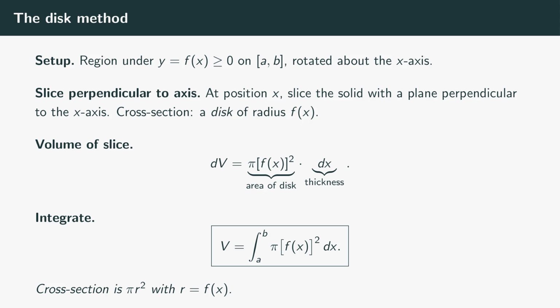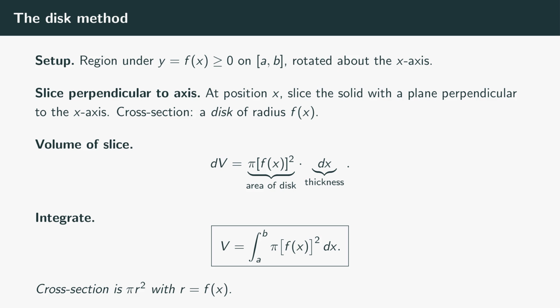The disk method, formally. We have a region under y equals f of x on the interval from a to b, with f greater than or equal to 0, rotated about the x-axis. Slice the resulting solid with planes perpendicular to the x-axis. Each slice is a thin disk. Look at the slice at position x. Its radius is f of x, because the topmost point of the original region at that x-coordinate sits at height f of x, and when rotated, sweeps a circle of that radius.